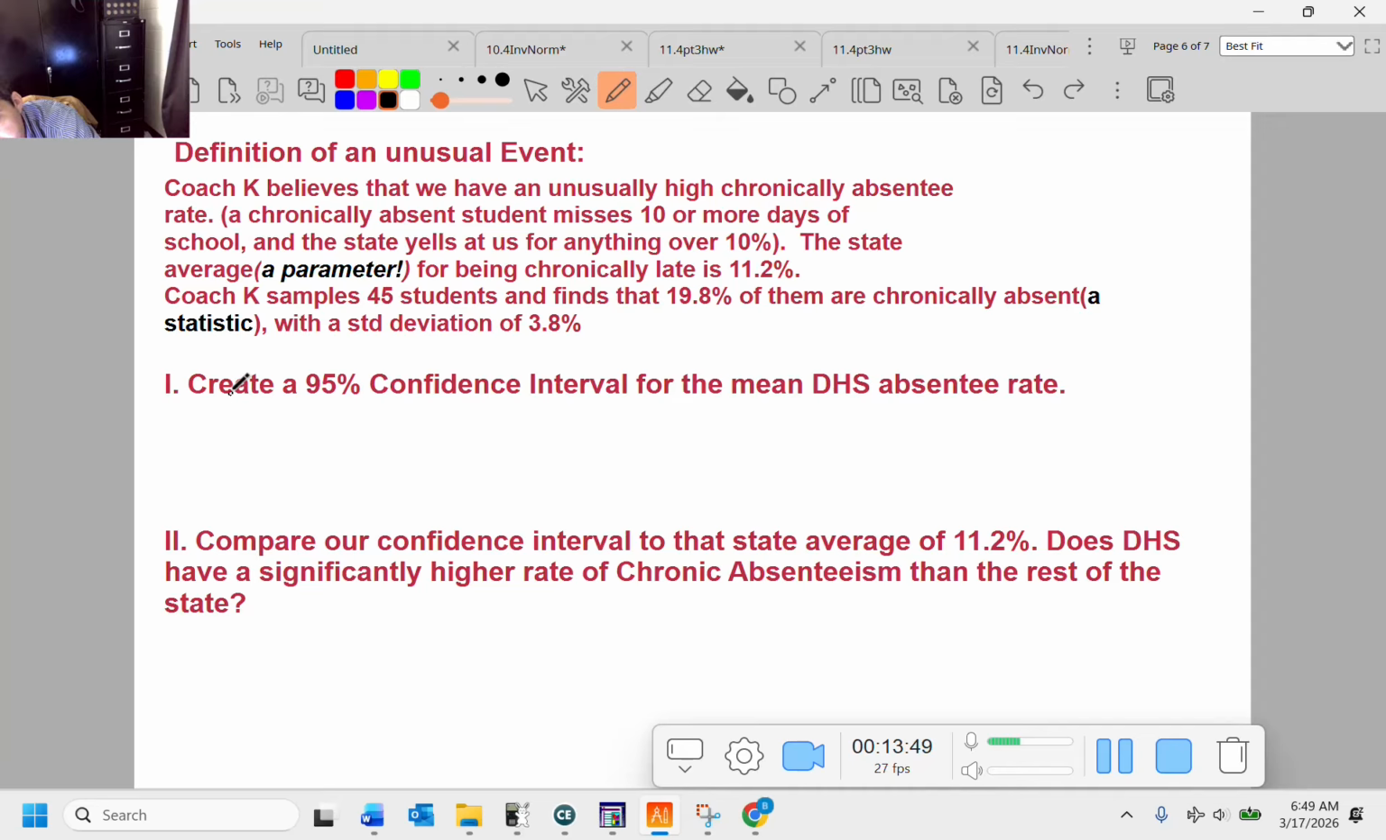A 95% confidence interval has a margin of error of plus or minus 2 sigma over root n. So let's see here. There's sigma, 3.8. It's a sample one, but that's fine. It's just the one we have to use. 45 students, root 45.